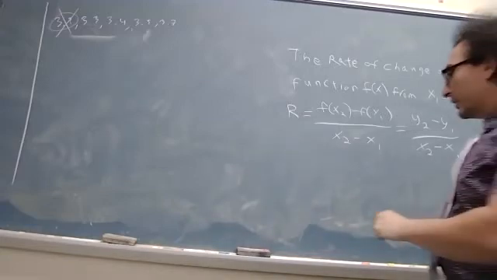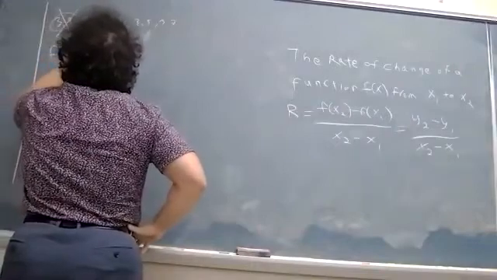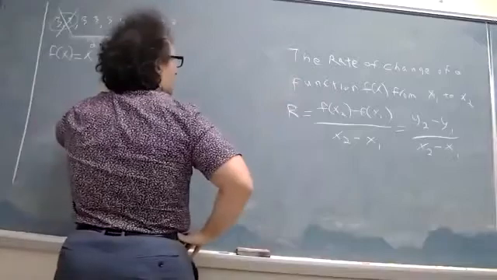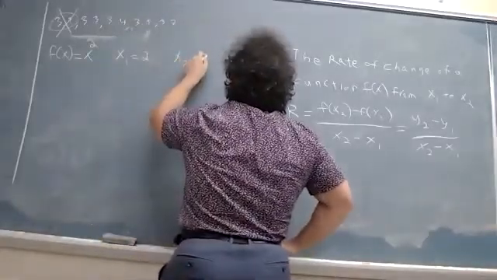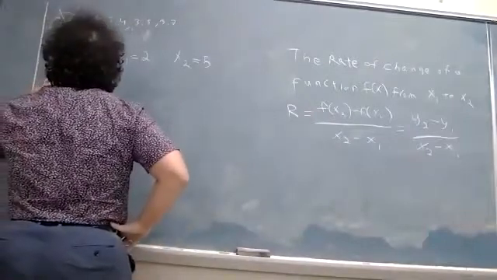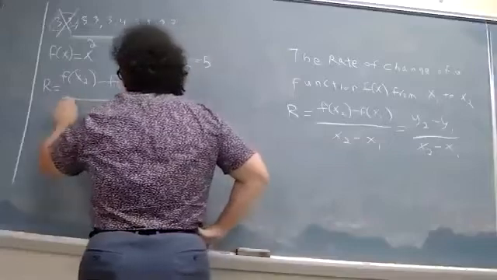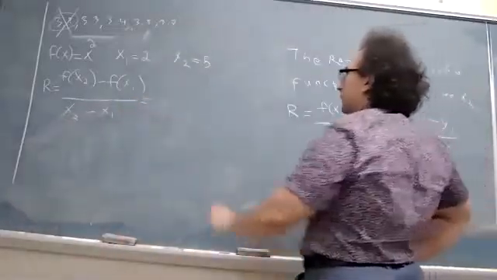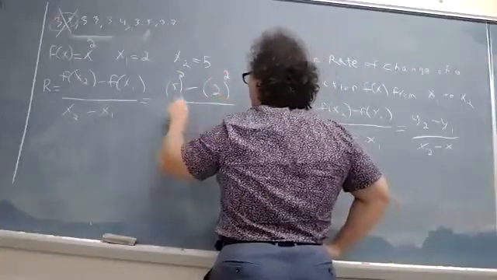So, for example, let's find the rate of change of our parabola. Let's say our function is f of x equals x squared, our beloved parabola. And then let's say we want to find the average rate of change from x1 equal to 2 to x2 equal to 5. Okay, what is the rate of change R, the average rate of change? That's our f of x2 minus f of x1, everything divided by x2 minus x1. Notice that this equals 5 squared minus 2 squared, everything divided by 5 minus 2.